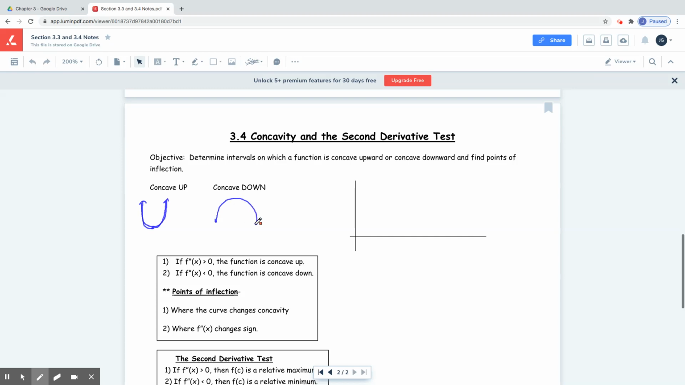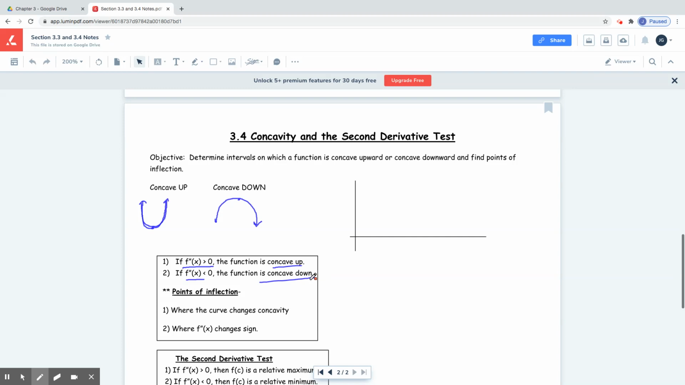We don't have to worry too much about that yet. We'll get to that when we start graphing. But real simple: wherever the second derivative is greater than 0, so where it's positive, the function is concave up. Wherever the second derivative is negative, the function is concave down.